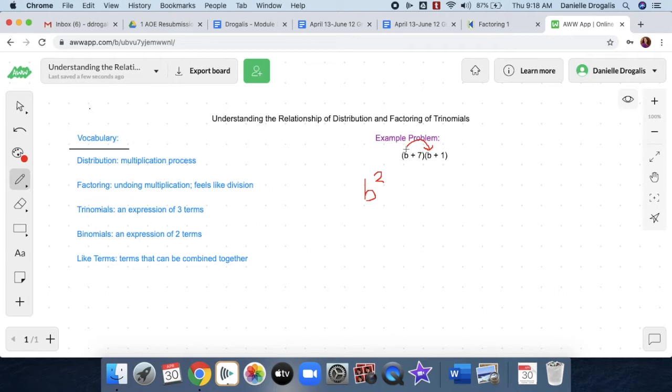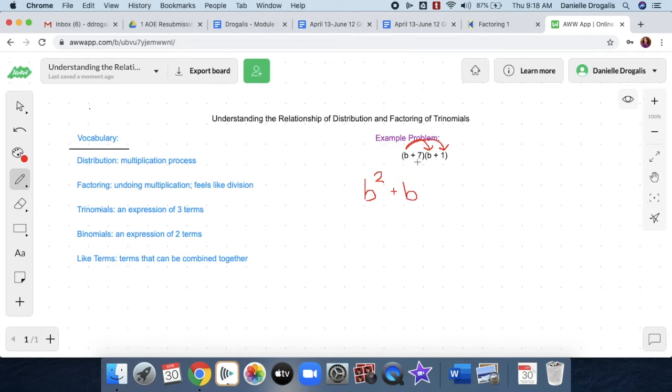And now I'm going to take that same b from that first parenthesis grouping, that first binomial, and I'm going to multiply it to the 1 over here. It's a positive 1 because of that sign there. And so b times a 1 is going to be a positive b.